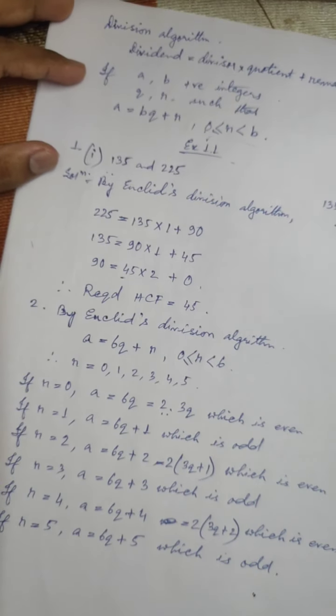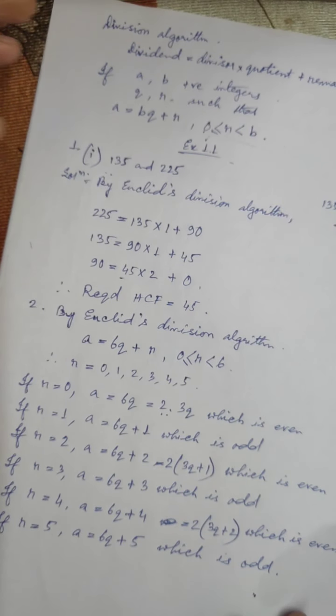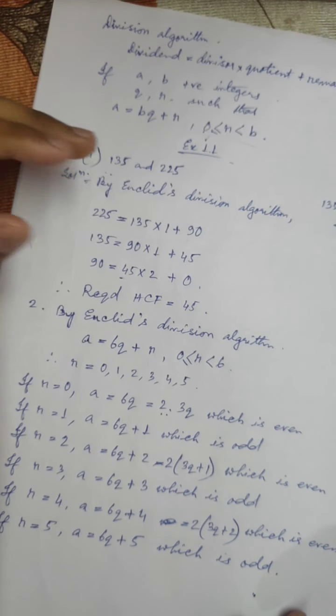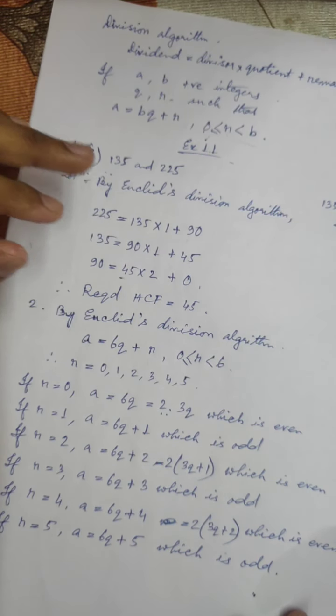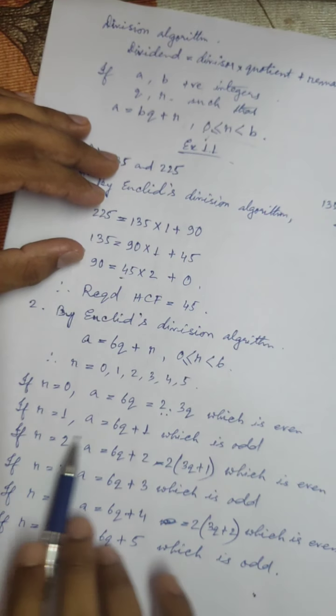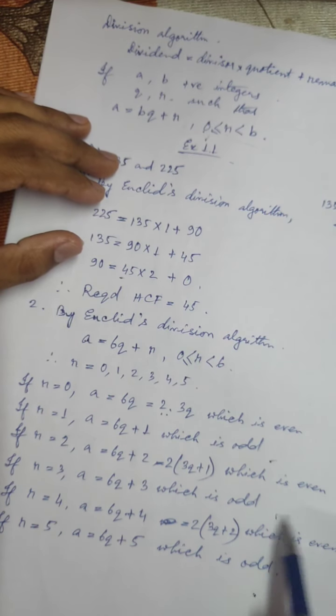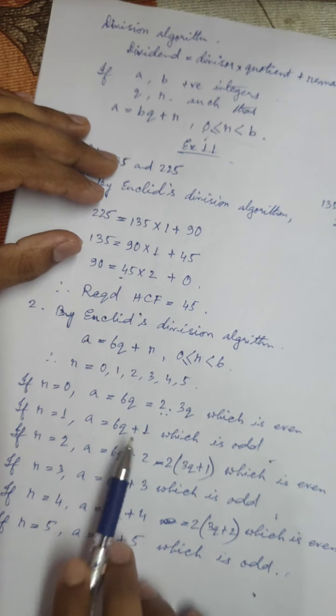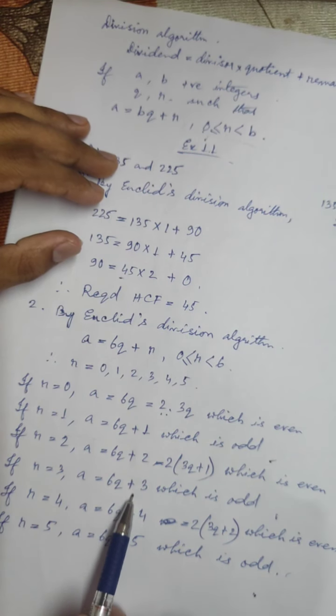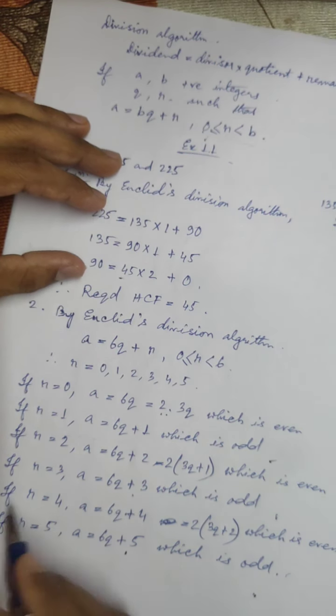Now we are asked in the question to show that a positive odd integer is of the form 6q plus 1, 6q plus 3 or 6q plus 5. Now see, positive odd integers are there. This one is odd, this one is odd. The odd ones are 6q plus 1, 6q plus 3 and 6q plus 5.